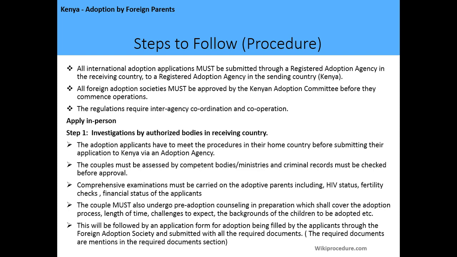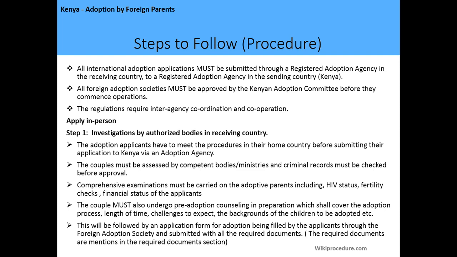So this application can only be done in person, and the steps involved are as follows. The first step is investigation by authorized bodies in the receiving country. So the adoption applicants have to meet the procedures in their home country before submitting their applications to Kenya through an adoption agency. The couples must be assessed by a competent body or ministry, and criminal records must be checked before approval. Comprehensive examinations must be carried out on the adoptive parents, including HIV status, fertility checks, financial status of the applicants, and other comprehensive examinations, which you have already mentioned earlier.